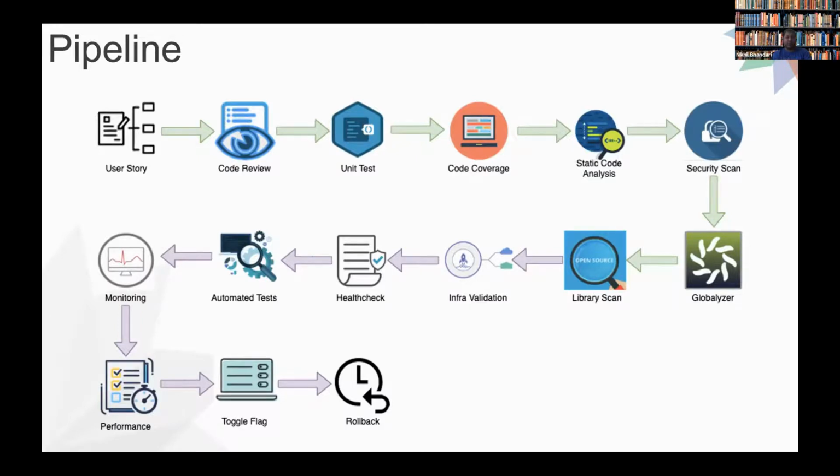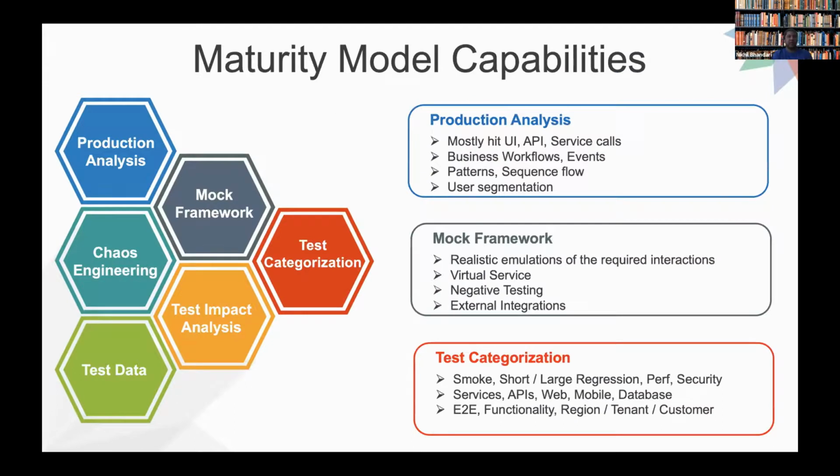We do the infrastructure validation. We ensure that the health checks are met. Then we made sure that there are automated tests. We have an automated monitoring and alerting system. We do the performance testing. We have a toggle flag, a configuration where we can turn a particular feature on and off and validate. And then we also have a rollback. That's one of the critical things. Once you identify an issue, how you roll your system back to the steady state is important.